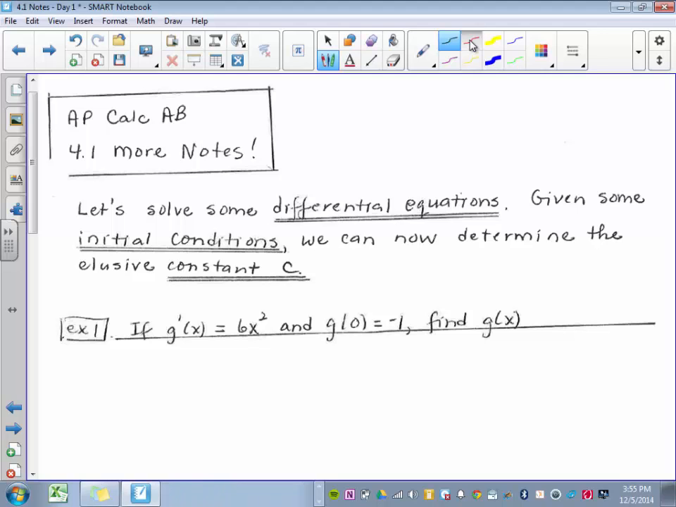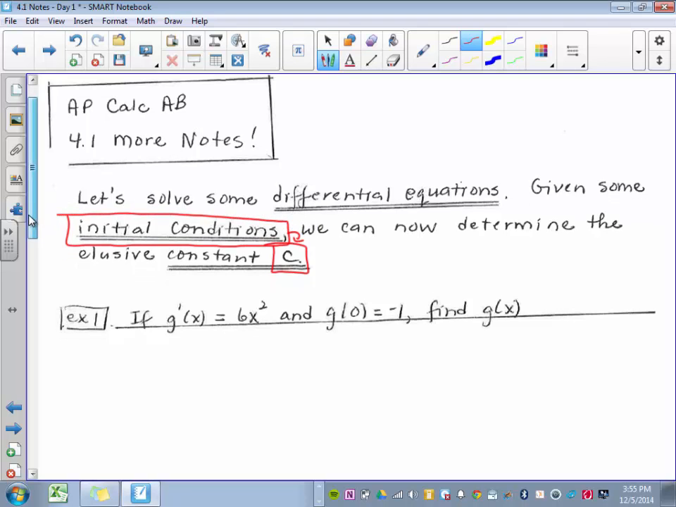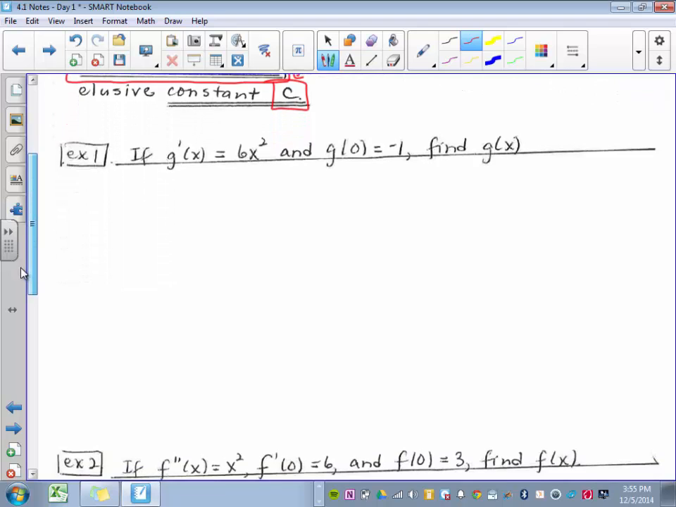And now what we're going to do is try to figure out what this C is when we're solving some of the differential equations. But we need to have some initial conditions given to us to determine what that actual C is. And so you'll see what I'm talking about in this one problem right here. Let's just jump right into it.